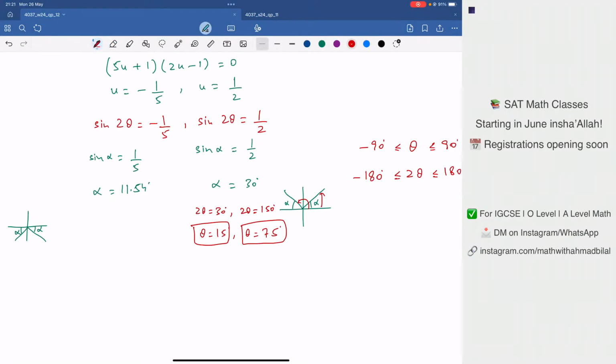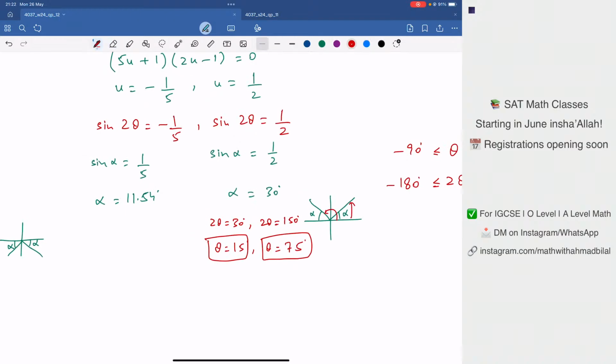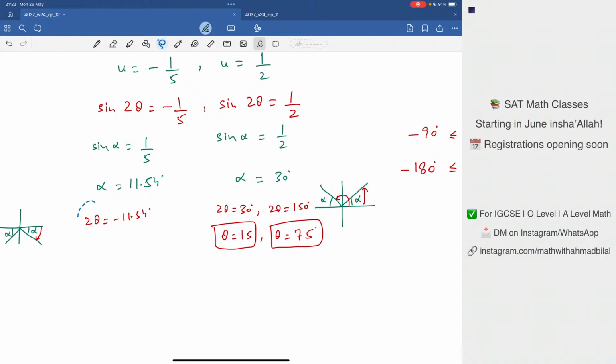Now, in the third and fourth quadrants, if we go from the positive direction, that will go beyond 180, that will go outside the interval. So we have to go in the negative direction. We say this is the first angle that we get. So we say 2 theta is equal to minus 11.54. That's one possible angle that we're getting from this.